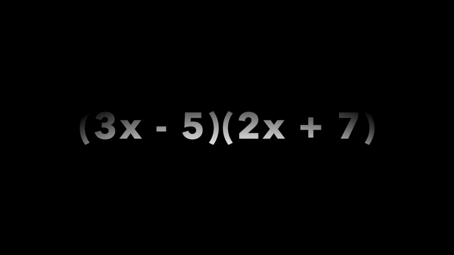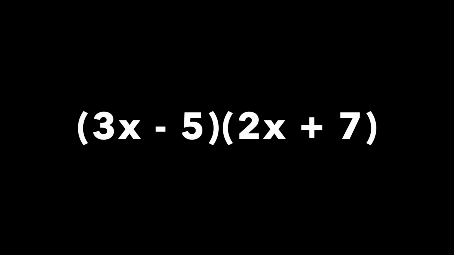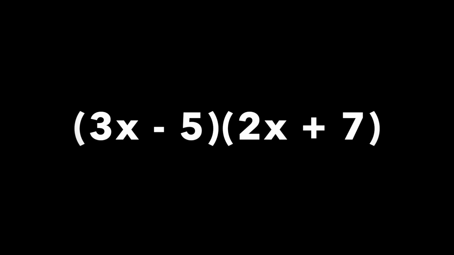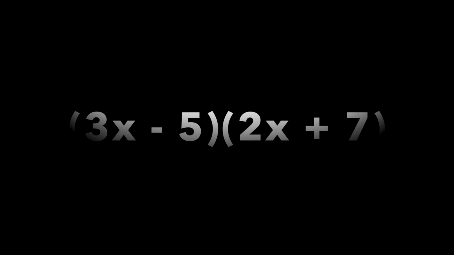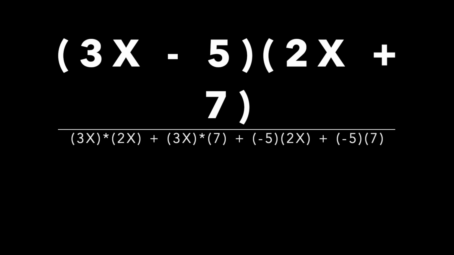For our next example, we're going to look at what happens when we have variable terms with a coefficient, and also what happens when we have a negative sign and a positive sign in our two different binomials, subtraction and addition. So we have 3x minus 5 times 2x plus 7. So next I'm going to take the first term of the first binomial and multiply it by the second binomial using the distributive property. 3x times 2x and 3x times 7. Then I'll take the second term of the first binomial and do the same thing. Negative 5 times 2x and negative 5 times 7.